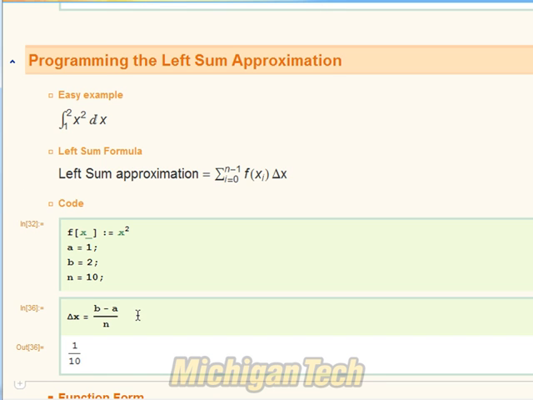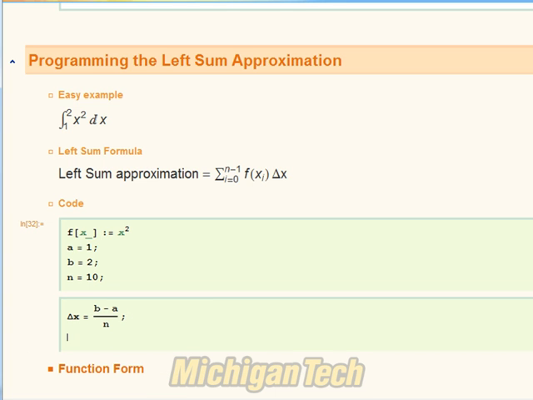When I evaluate that cell, I get a value of 1/10. And if I'm going from 1 to 2 and taking 10 steps, I expect each step to be 1/10. So now that I've confirmed that value, I'm going to end my command with a semicolon and reevaluate to hide the output. Next, I need to make a list of my x_i's.